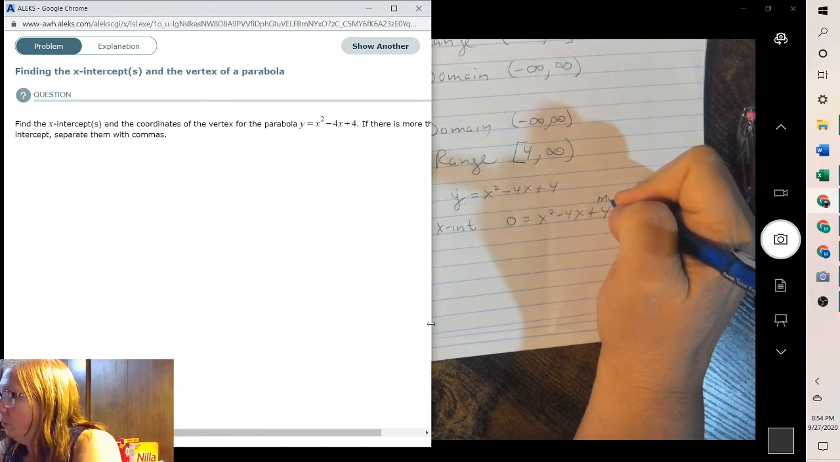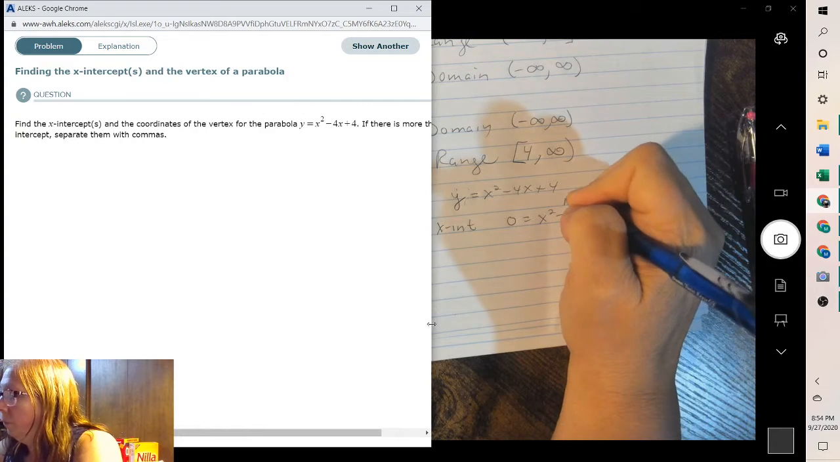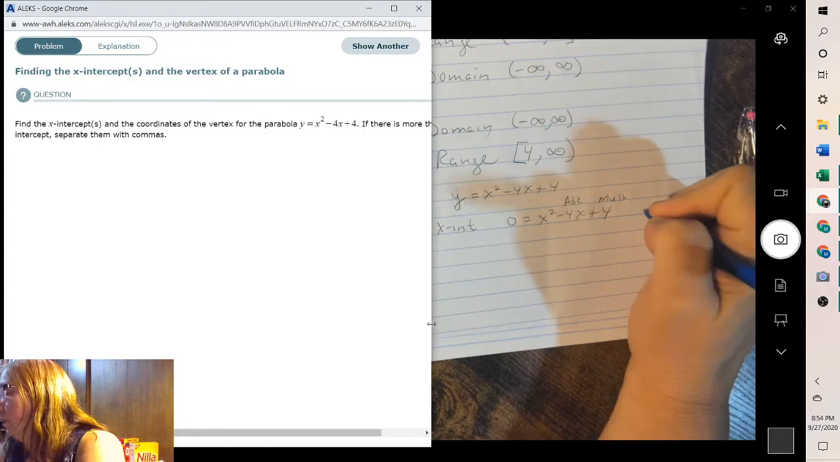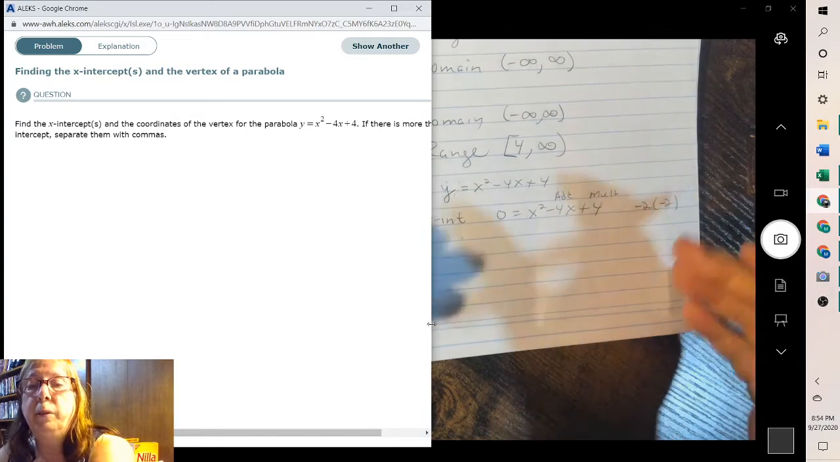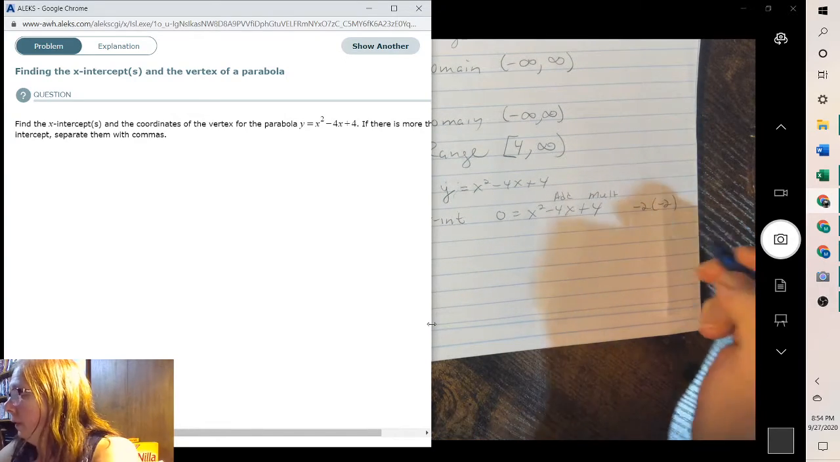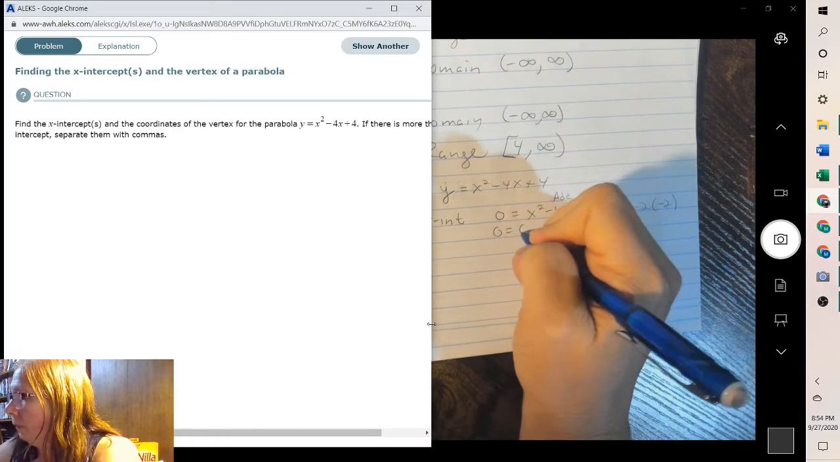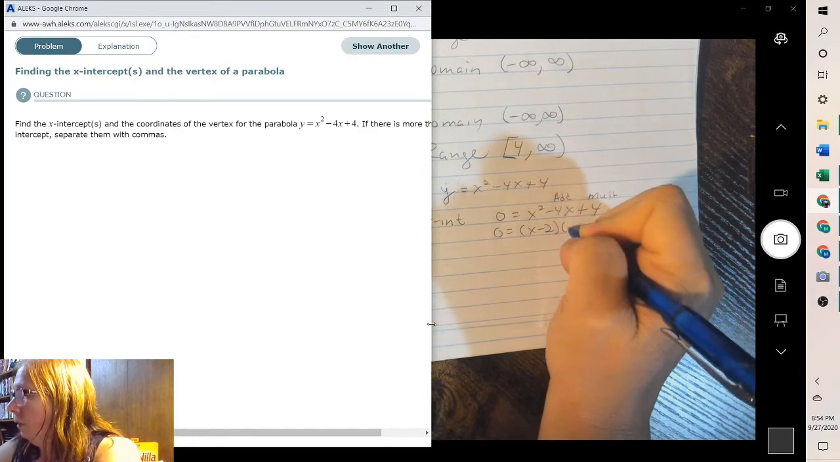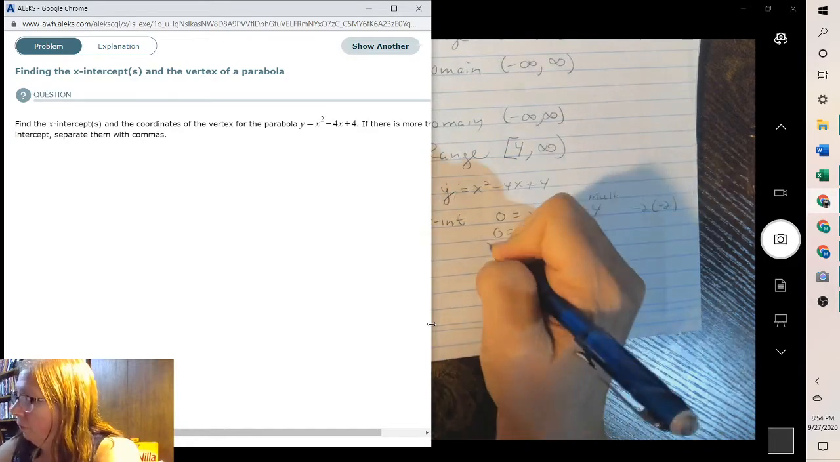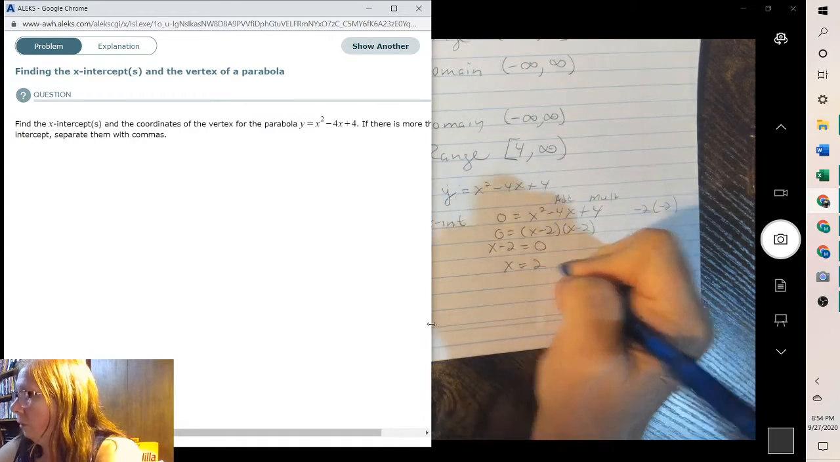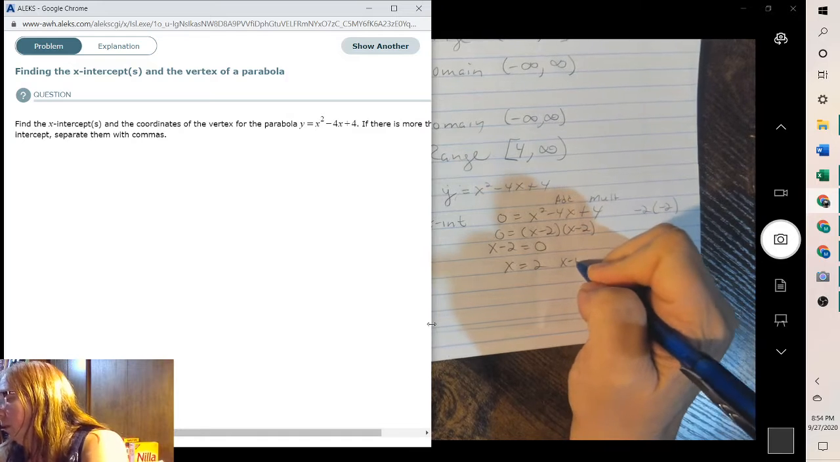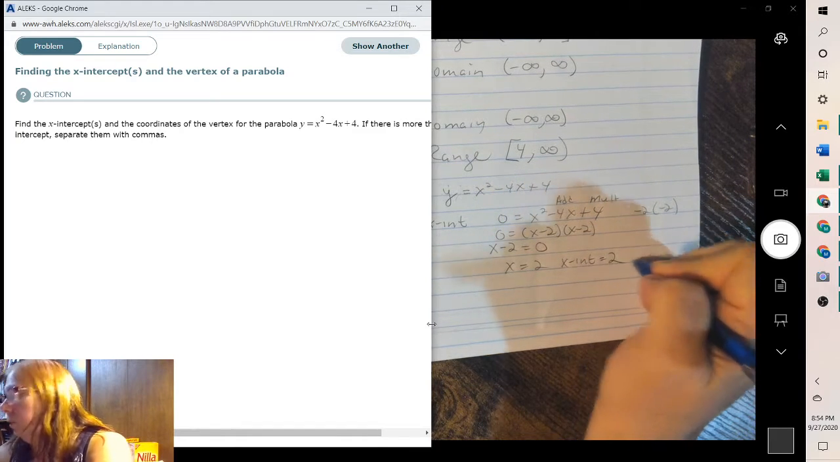There are two numbers that when we multiply, we get 4, that when we add, we get negative 4. And that's negative 2 times negative 2. Quadratic formula will always work, though, if you're not finding what it factors to. But it factors into x minus 2 and x minus 2. When we set it equal to 0, we get 2. So our x-intercept is 2.